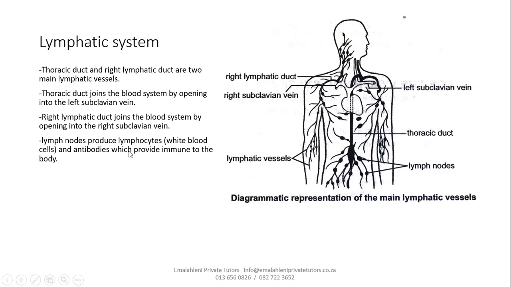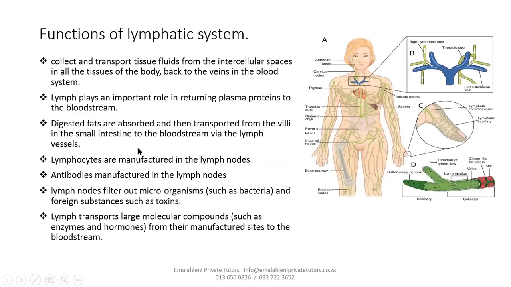Lymphocytes are your white blood cells and also produce antibodies which provide immunity to the body. So we must know the functions of the lymphatic system. The lymphatic system collects and transports fluids from the intercellular space in all tissues of the body back to the veins, into the blood. So it actually helps to clean the tissues.